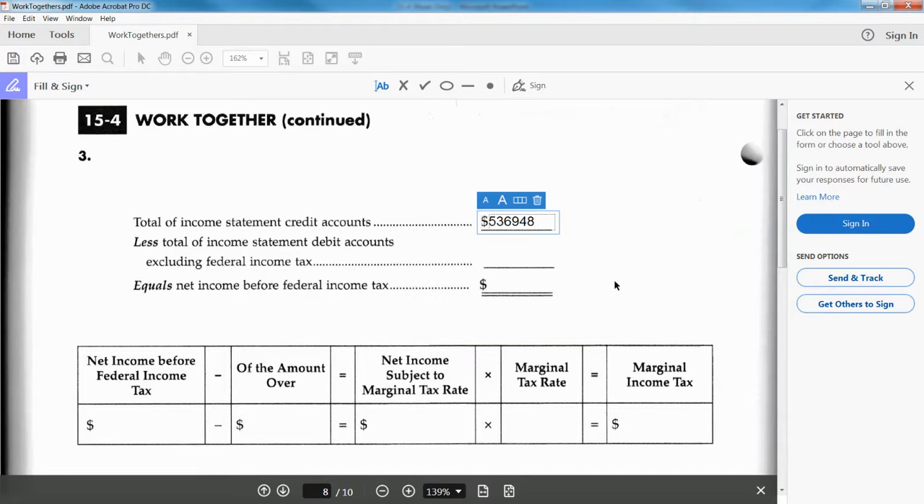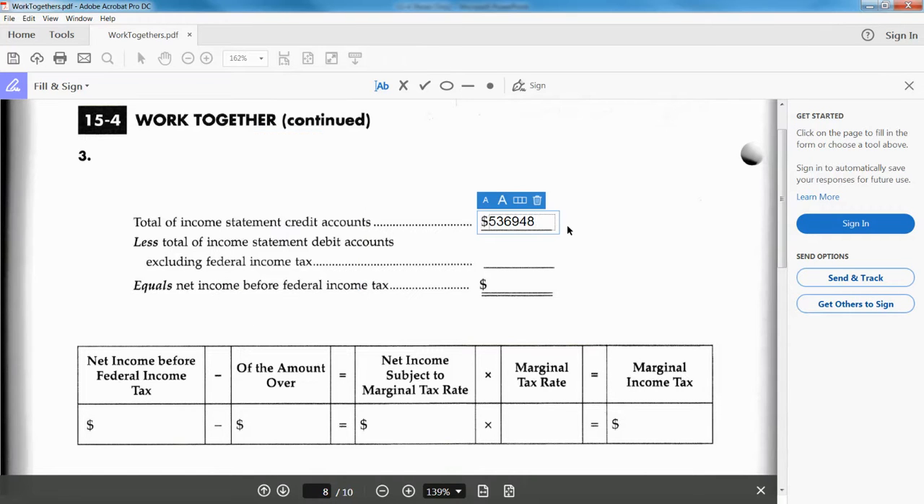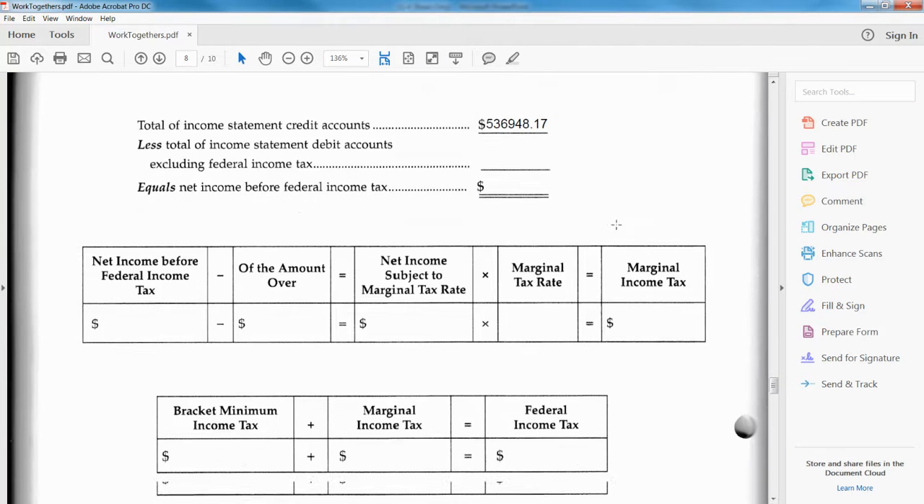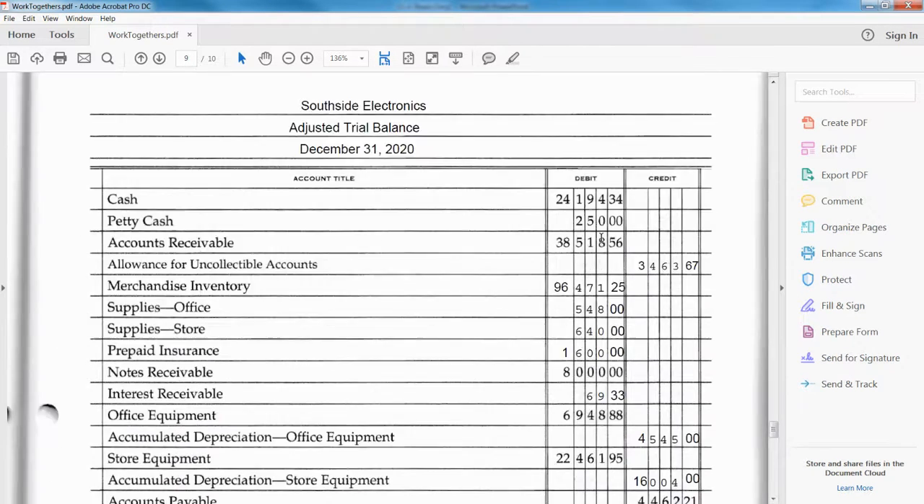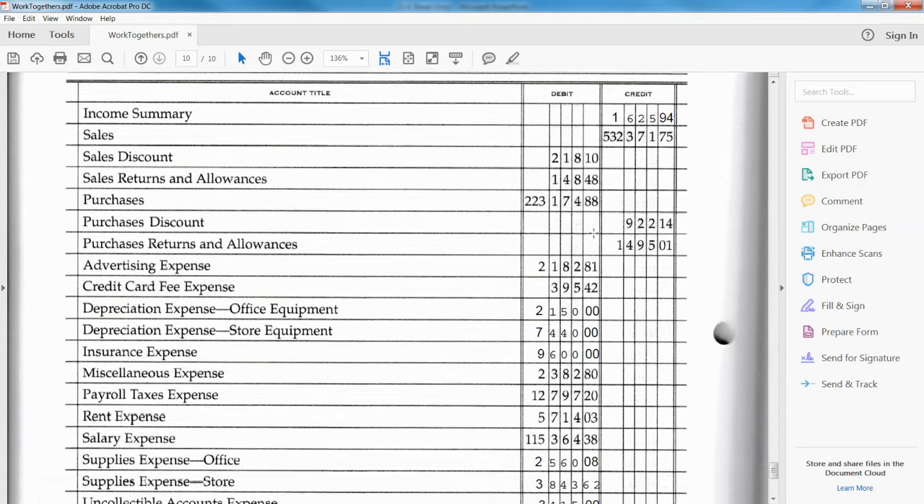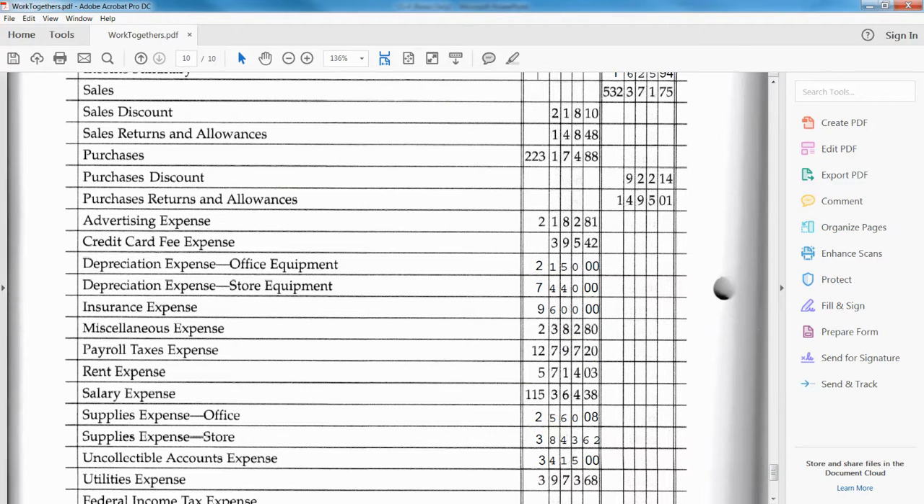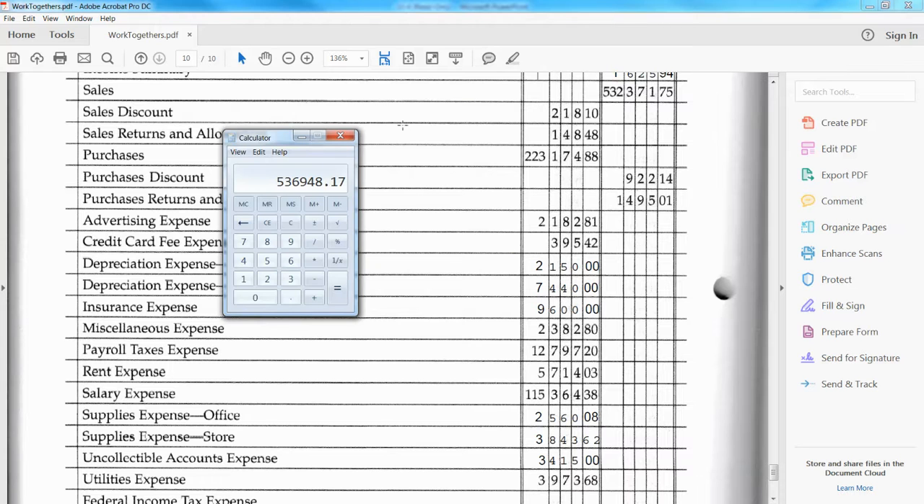536,948 and 17 cents. Now we have to add up all of the debit column. So we're going to go back to the adjusted trial balance. And now we have to add all of the debit column.